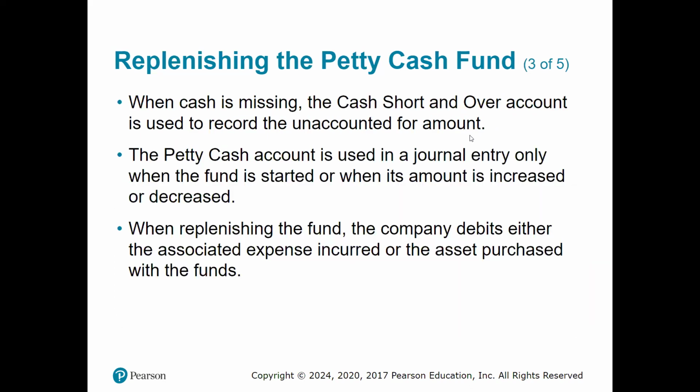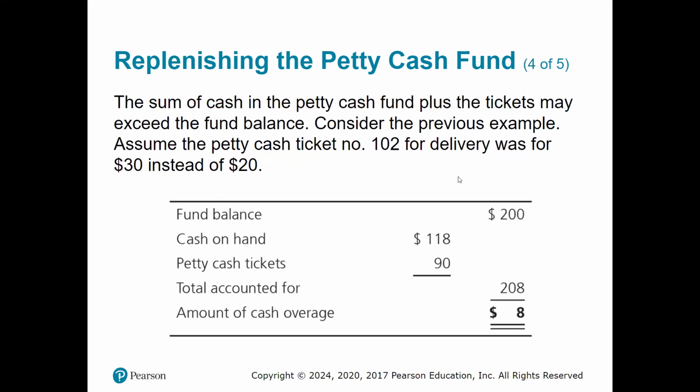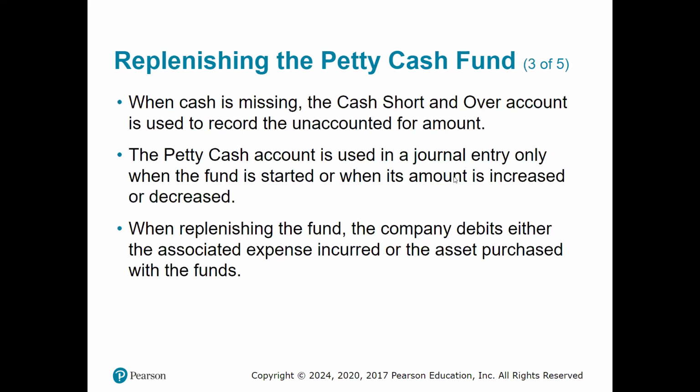And then we would hopefully start over the next month with the $200 again. Now, when we have cash missing, or if for some reason we have excess cash, we would always put it in that cash short and over account, or cash over short. And the only time we actually make a journal entry to the petty cash account itself is when we are creating the fund, or if we're changing the overall balance that we expect to be in there.